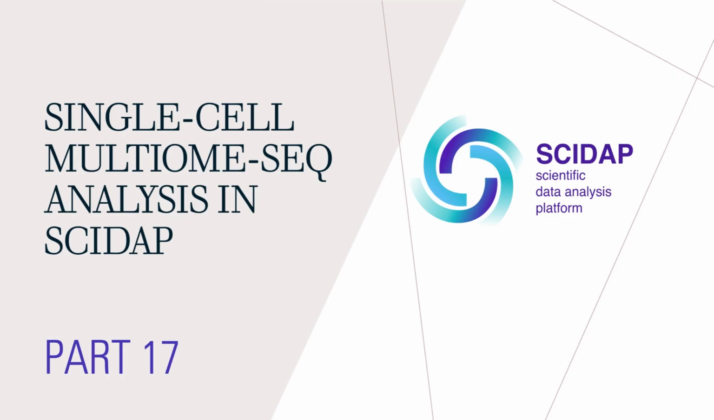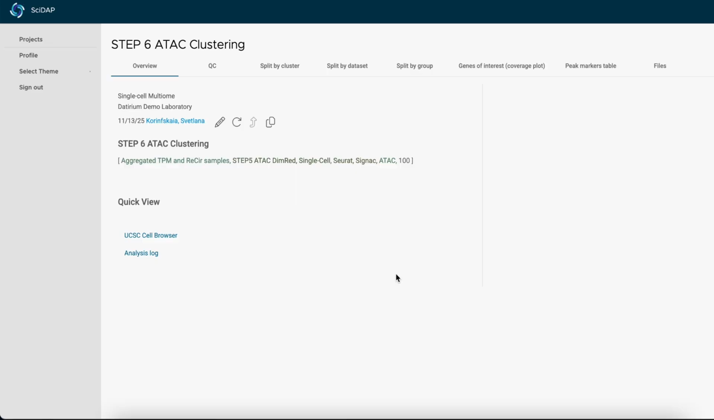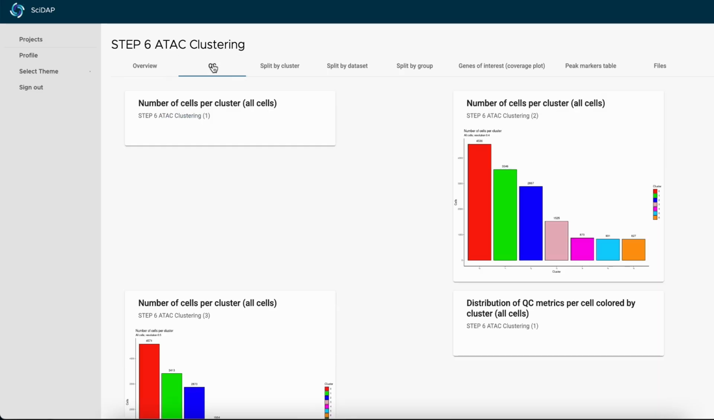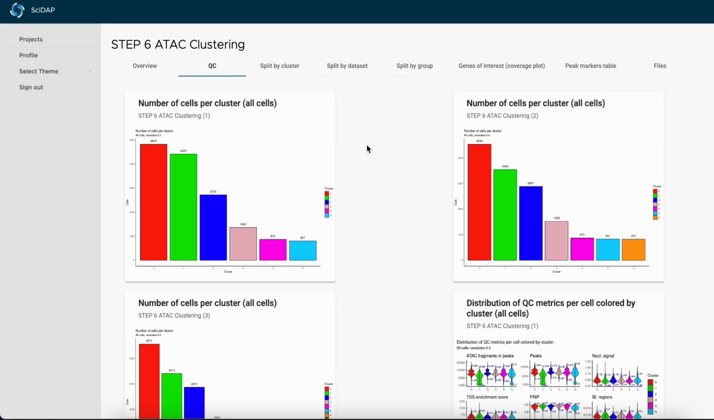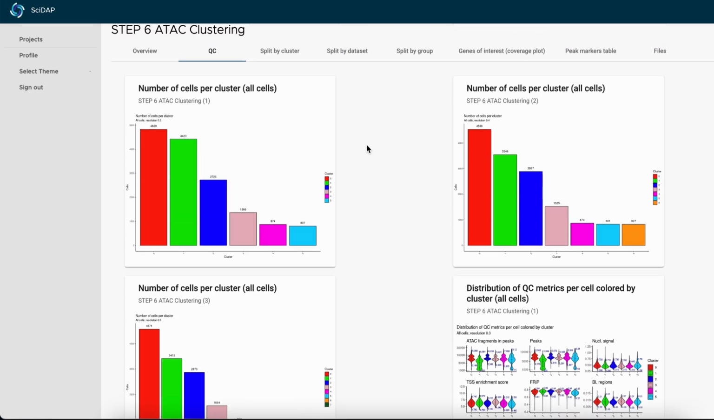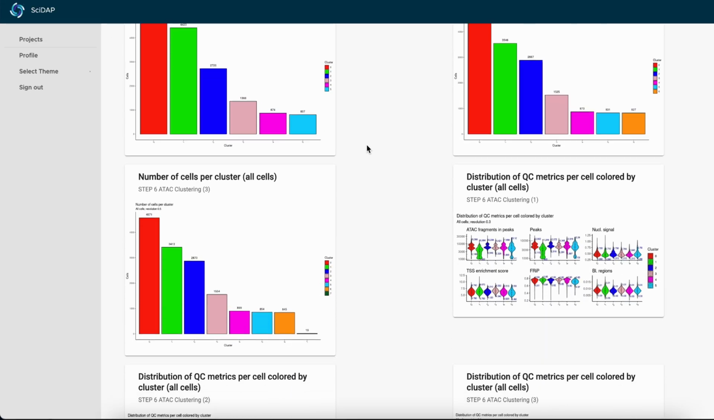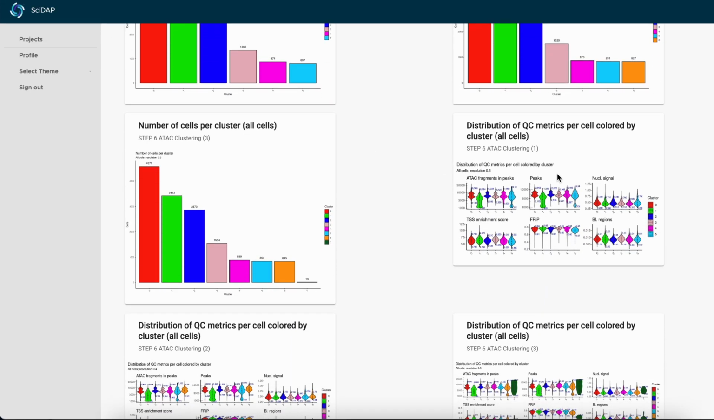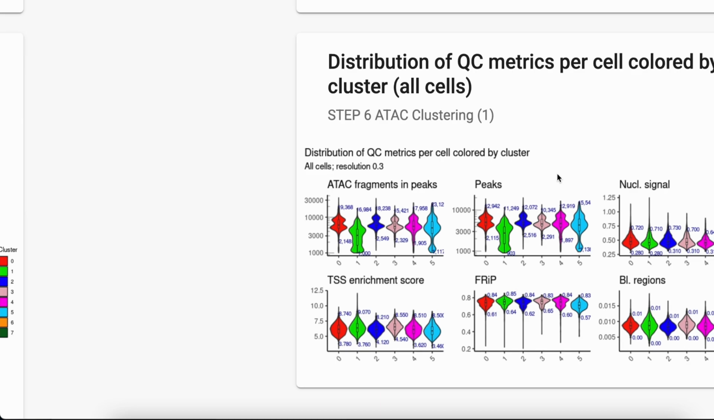In the previous video, we started the single-cell ATAC clustering analysis, and in this video, we will look at the output. As previously for RNA, we could see the distribution of cell numbers between clusters and see the distribution of QC metrics. Interestingly, we have one of the clusters that has very broad number of peaks and ATAC fragments in peaks. You probably might remember this sample from the filtered analysis. Its peak was shifted.